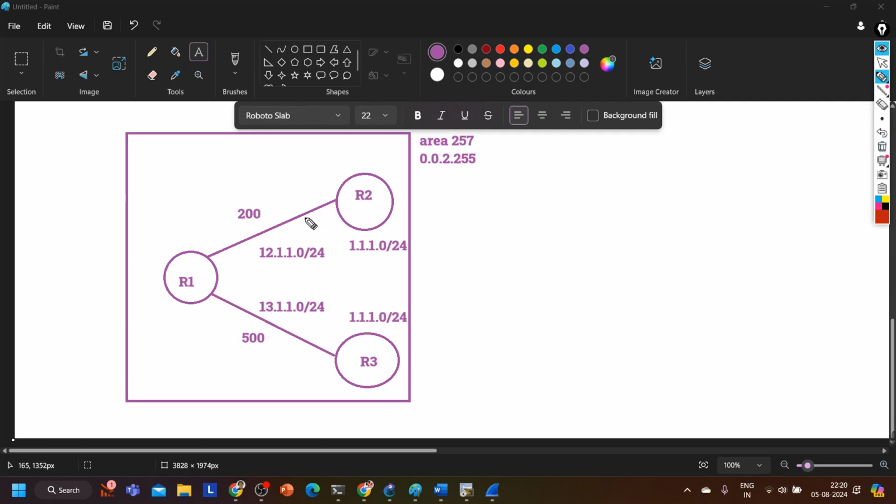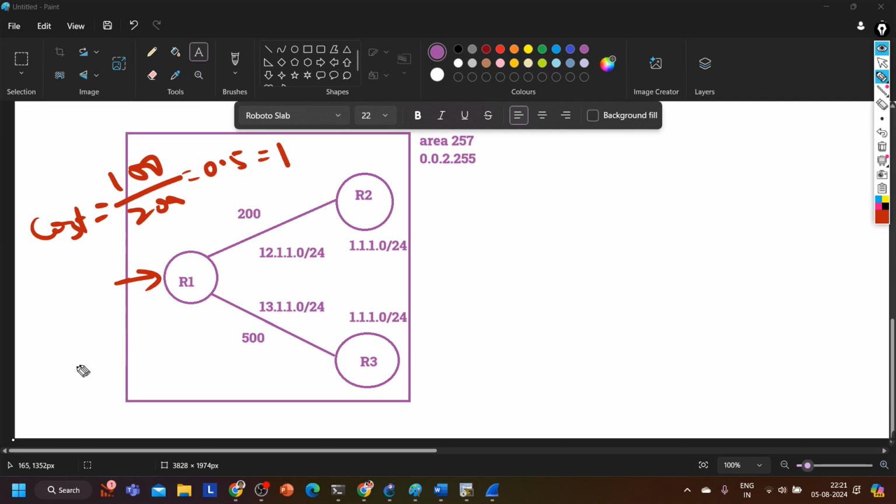Now to identify the best path, router 1 is going to find what? Metric, meaning cost. Cost on the upper link: reference bandwidth, which is 100, upon bandwidth of link 200. What value will it get? 0.5. So whenever the router calculates a cost less than 1, it will consider it as 1, right? So cost on the upper link is 1.